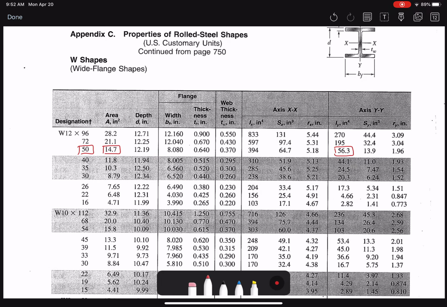If the end condition, the support condition, are not the same for the two directions, then you go back to the example in problem 5A part B, so that you can know how to deal with that.